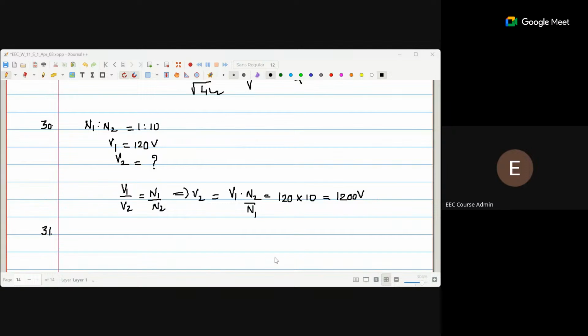Two 2 Henry inductance coils are connected in series and are magnetically coupled to each other. The coefficient of coupling is 0.1. The total inductance of the combination is?